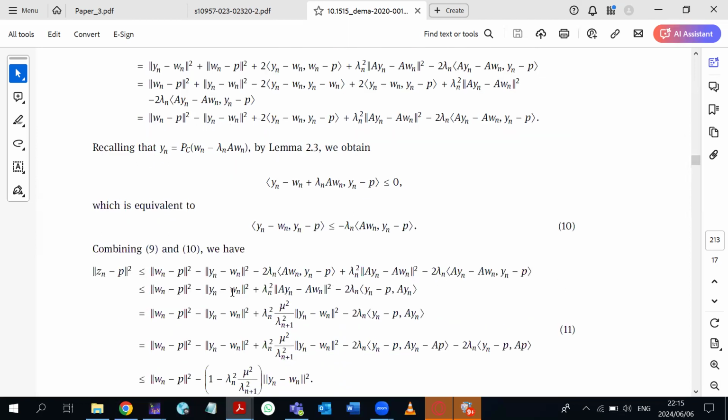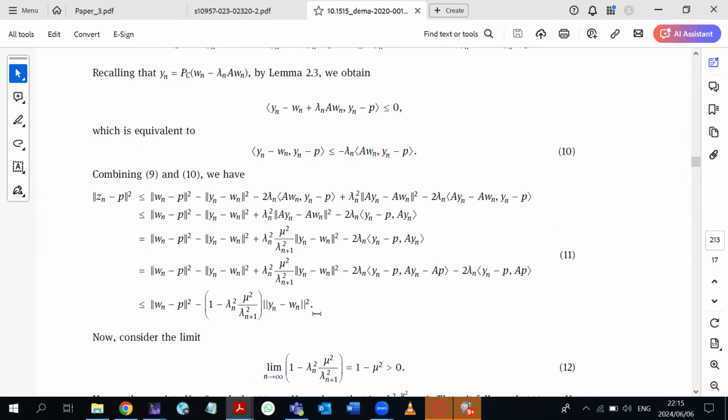So these are, listen here. They said recalling Yn equals PC of something like that, and by Lemma 2.3. So sometimes you're going to see using the property of metric projection. By Lemma 2.3, only using the property of metric projection, because in Lemma 2.3, obviously what was done there is to use the property of metric projection. Yes, and that was what gave them equation 10 there. So then you can see they combined 9 and 10 to get what they had below.